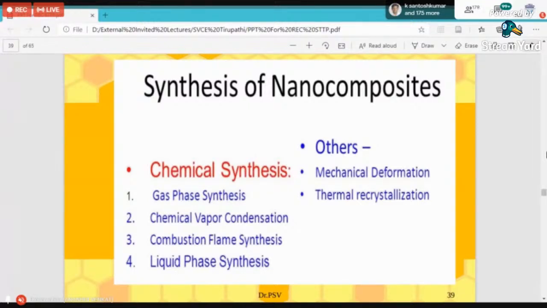Now, we have gas phase synthesis. Then we have chemical vapor condensation or chemical vapor deposition. Condensation is deposition. Then combustion flame synthesis, that is called pyrolysis. Then liquid phase synthesis. So this is cyaniding. Cyaniding is one of the processes, where you can deposit the nanoparticles onto the surface. Now other types of synthesis are mechanical deformation and thermal recrystallization. So these are some of the synthesis processes for nanoparticles and nanocomposites.